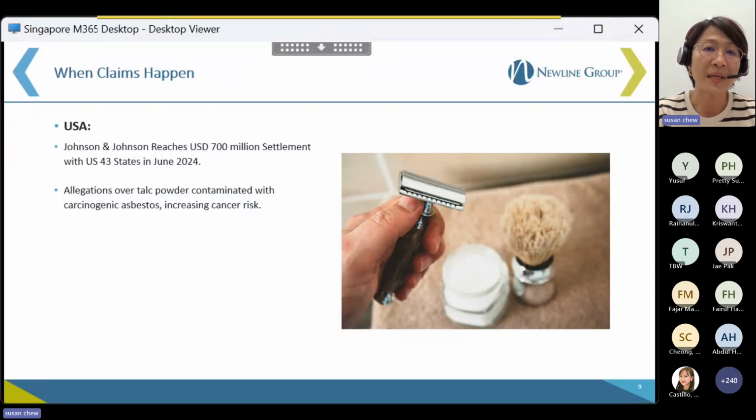This is more recent. You may have seen it as well. Johnson & Johnson reached a 700 million settlement in the US, with over 40 states, over the talc powder, which had been contaminated with asbestos, which is cancer causing. These cases do not happen every day, but they happen often enough, and you have seen them in the headlines. But what I wanted to highlight here is that where the USA is concerned, the kind of compensation and the loss quantum that we are contending with is much, much higher than everywhere else in the world.